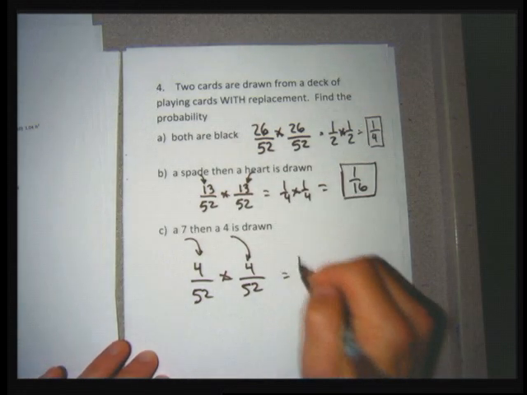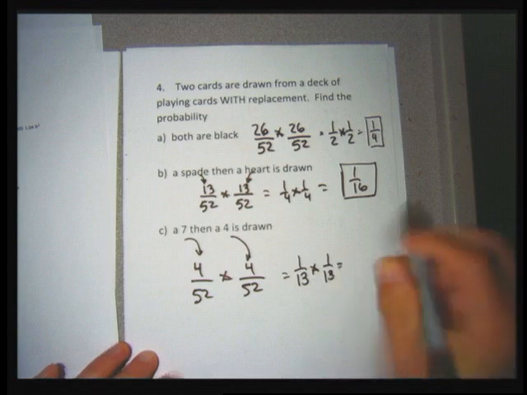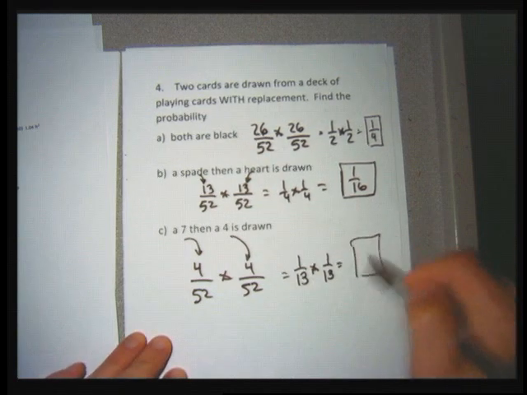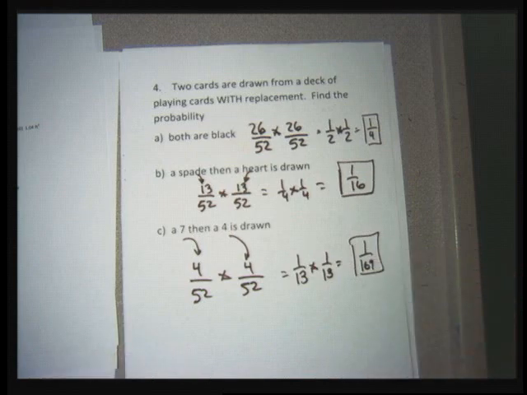If I reduce these fractions to 1 in 13 times 1 in 13 and then multiply, I'm going to get 1 over 169. So the probability of getting a 7 first and then a 4 second is 1 in 169.